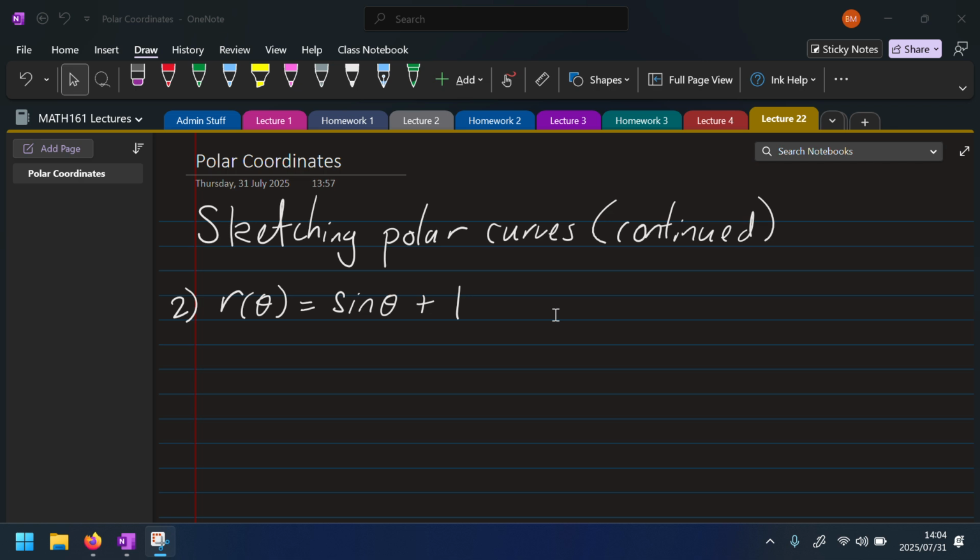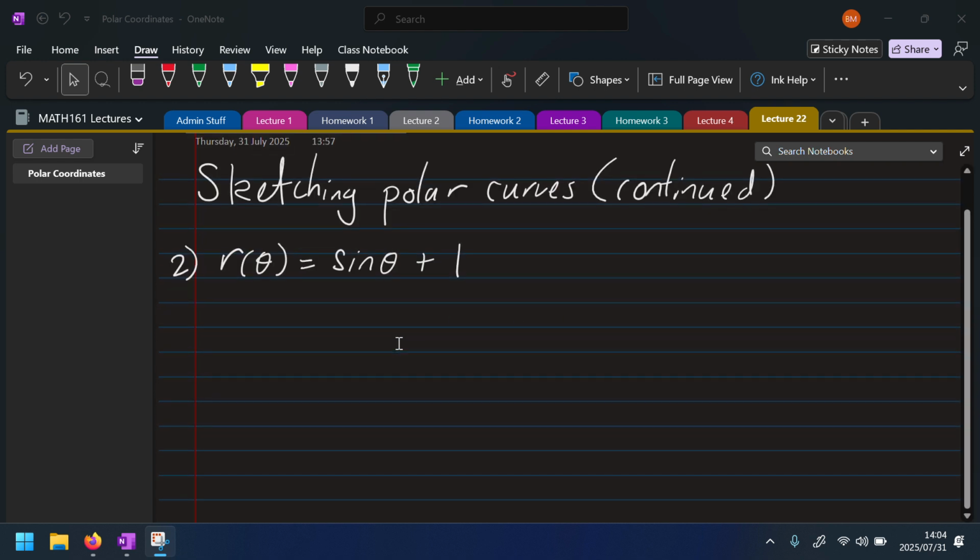Okay, so we're going to continue with the sketching of polar curves. This example I left as homework from last time. Did anyone try it out? Some did. Okay, let's see how we do it. We're going to do a little bit of side working to see what our points are. Then once we get the points, we just connect the dots and that gives us our shape.